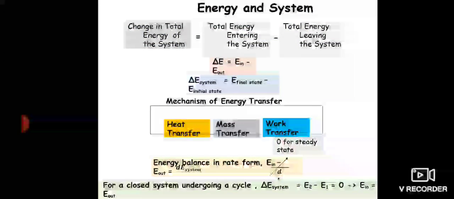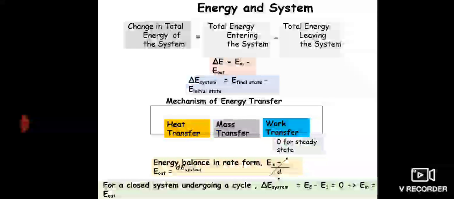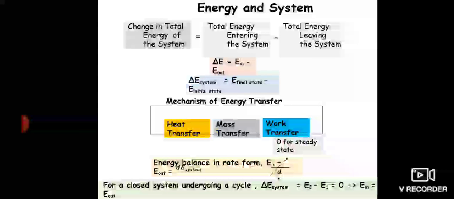Energy and system: the change in total energy of the system is equal to the total energy entering the system minus the total energy leaving the system. So ΔE = E in minus E out. ΔE system is equal to E final state minus E initial state. Mechanisms of energy transfer: heat transfer, mass transfer and work transfer. Energy balance in rate form: E in minus E out is equal to ΔE system. For a closed system undergoing a cycle, ΔE system is equal to E2 minus E1, which is equal to 0, so E in is equal to E out, meaning energy in is equal to energy out.